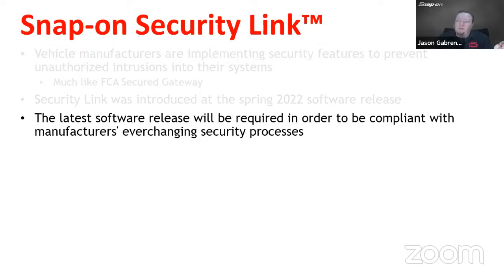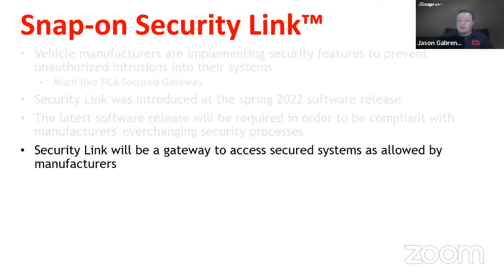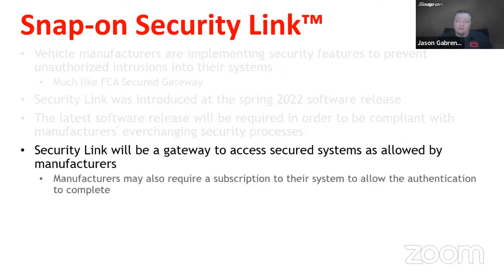The latest software release will be required in order to be compliant with the manufacturer's ever-changing security processes. So that's another reason why the tool needs to be current, because if the manufacturer decides they want to change their security protocol somewhere in the middle, the tool will need to be updated in order to access whatever new protocols or demands that the manufacturers have. So in order to keep current with that, the tool has to keep current on the software. Security Link will be a gateway to access secured systems as allowed by those manufacturers. Now, manufacturers may also require a subscription to their system to allow the authentication to complete.